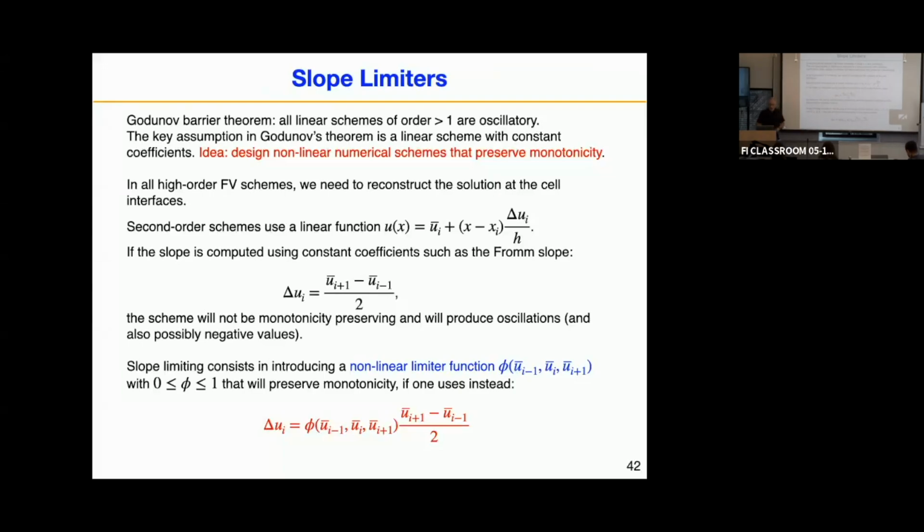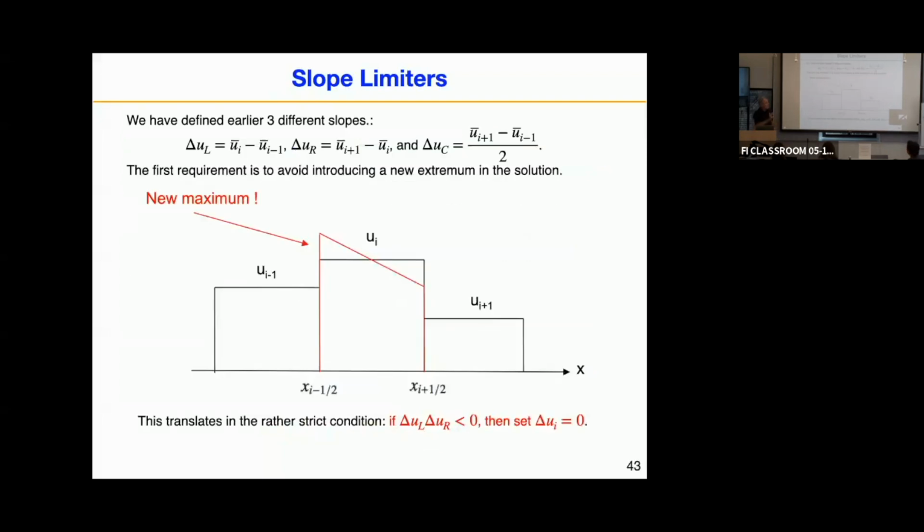Right? So there are actually 3 types of rules. First one, you don't want to create a new maximum. If you have a situation where the central cell is higher than the 2 others, any slope that you adopt will create a new maximum. So in this case, you want phi equals 0. Right? So if delta u left times delta u right is negative, meaning you have a maximum or a minimum, then set delta u equals 0. So phi equals 0 in this case.